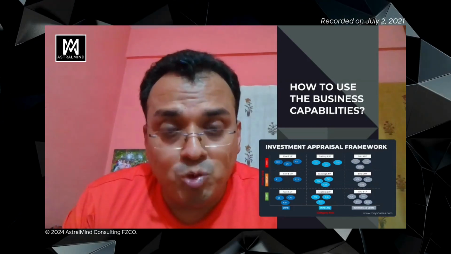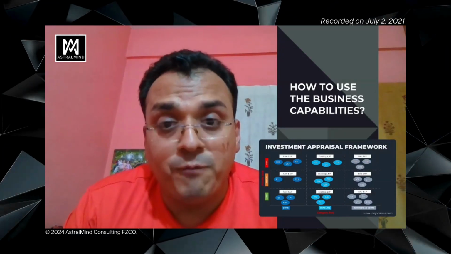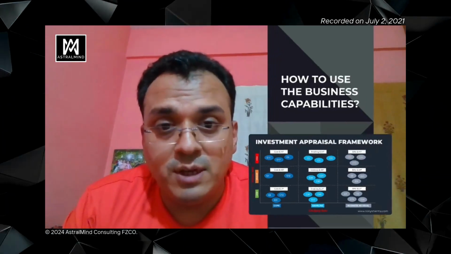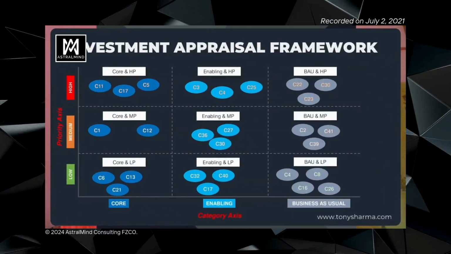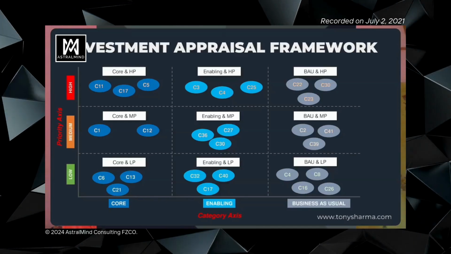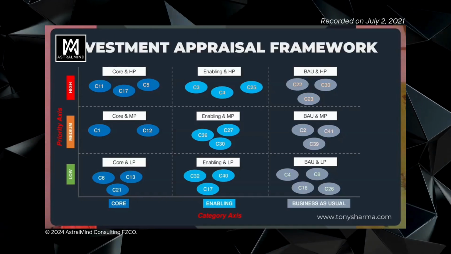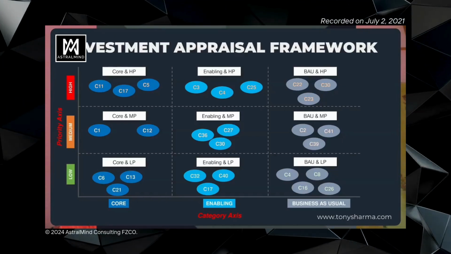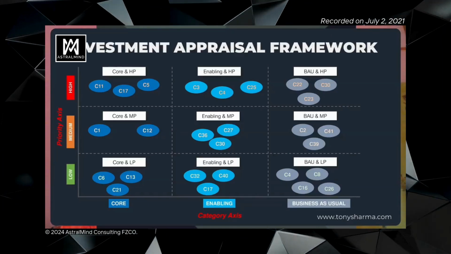Now that's where it gets helpful. Now I'll zoom in and explain how I used this business capability model in order to build a framework of investment appraisal for the senior stakeholders. Okay. So what you see on the screen is a kind of a 2 by 2 matrix. On the x-axis, you see the priority. So there could be business capabilities which are a low priority from an enterprise core standpoint, there could be medium priority, there could be high priority.